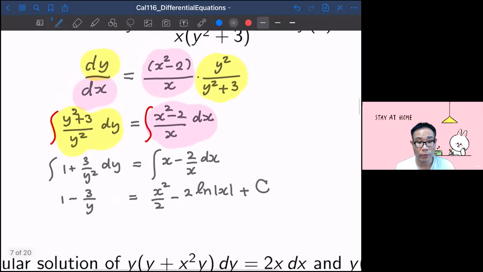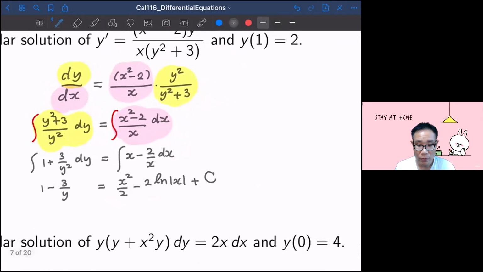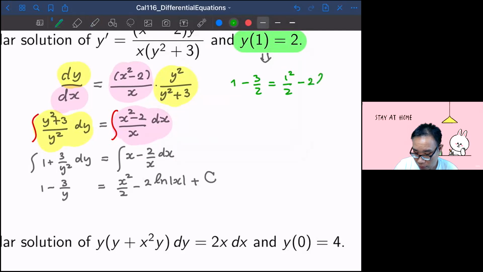Okay, so this one will be your final answer for the general solution. However, the question gives you y(1) equal to 2. Okay, so this is going to be the initial condition that allows us to solve for c. So we use this and we solve for c. So you get 1 minus 3 over 2 equal to 1 squared over 2 minus 2 log absolute 1 plus c.